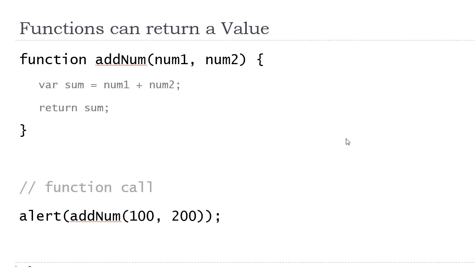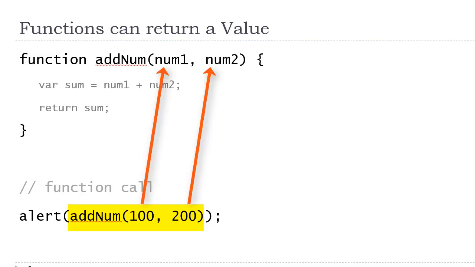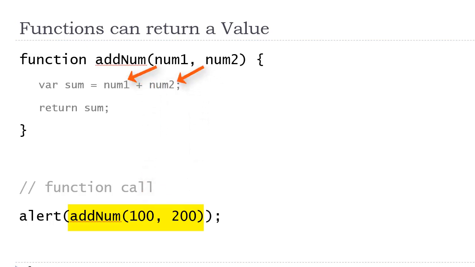A function can also return a value. So here you see a function that has two parameters, and I have the function call inside an alert, which will display the value of the function because it will be returning a value. So I am passing two values to this function. Those values are being passed to the expression, which is a calculation. The function is returning the sum, so that when we call that function, it will return a value.